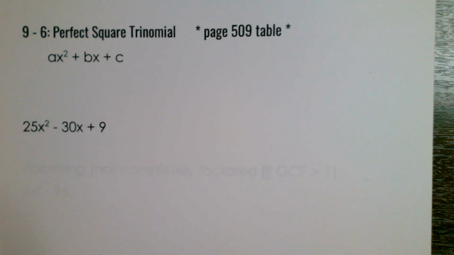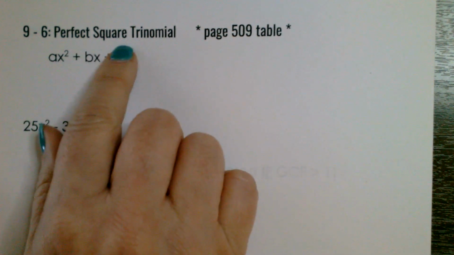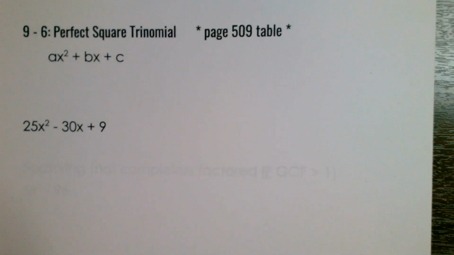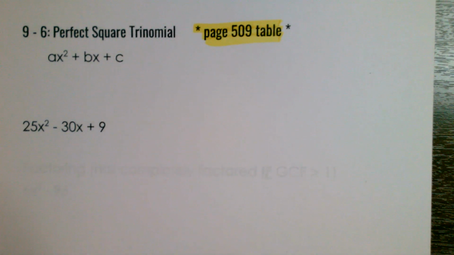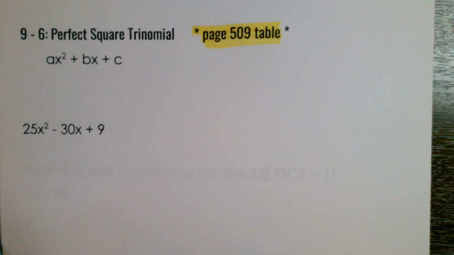We are at the final lesson of this unit. Even though it's titled Perfect Square Trinomial, it is really a culmination of everything we've learned in Unit 8 up to this point, all combined together. On page 509 in your textbook, you will find a very, very useful table. Please use that as a reference tool.